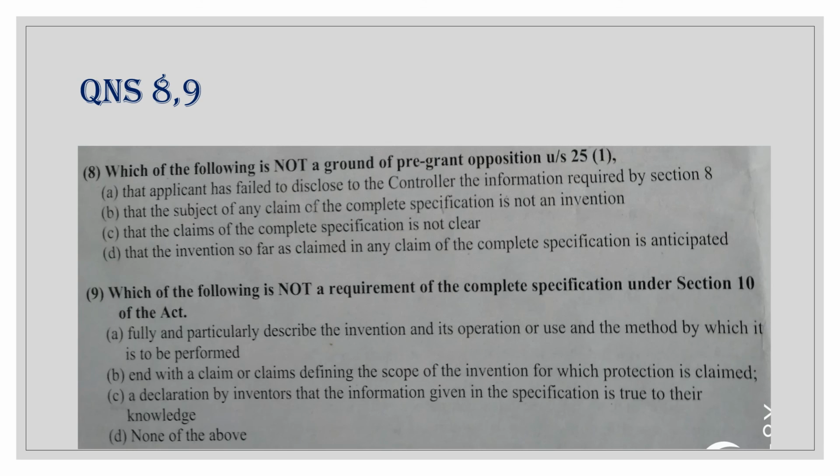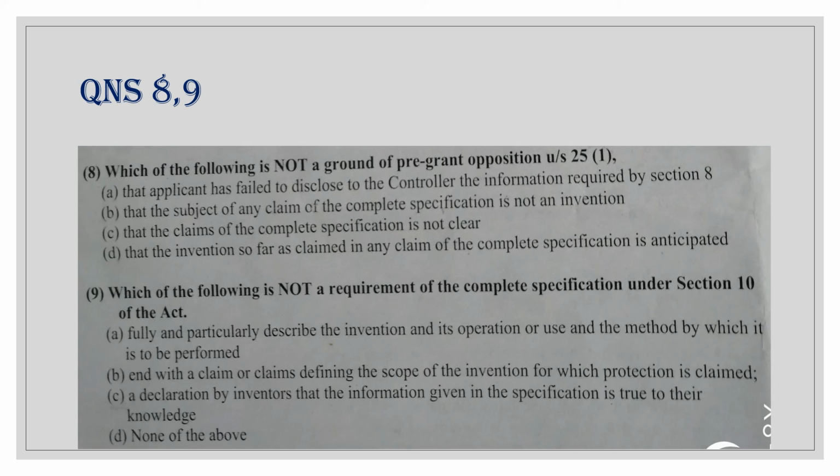So what will be the answer? The correct option is C, that is that the claims of the complete specification is not clear. For this please refer to section 25, that is about pre-grant opposition.